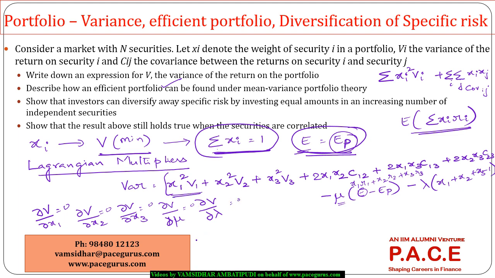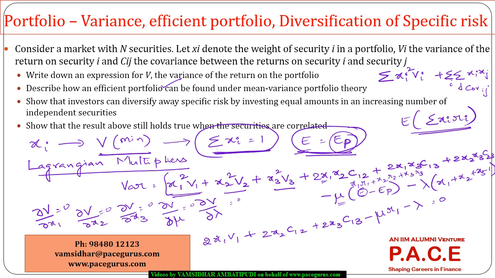All 5 parameters, I'll take the derivatives and equate them to 0. If I just want to demonstrate with one, looking at x1, it becomes 2x1 v1. Here no x1 term, here no x1 term. Here it is 2x2 c12 plus 2x3 c13, and a few more x1 terms come out as minus mu r1 minus lambda is equal to 0.